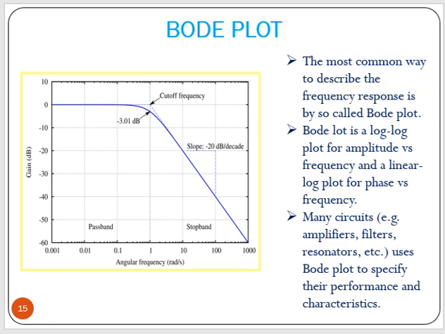This is the common way to describe the frequency response. It's called a Bode plot. A Bode plot is a log-log plot of amplitude versus frequency and a linear-log plot for phase versus frequency. Here it is showing the magnitude plot, an example of a low pass filter. We take frequency in log scale and gain in dB. So this is the 0 dB line, and cutoff frequency means we have to go down minus 3 dB. That is the point, so that is your cutoff frequency.